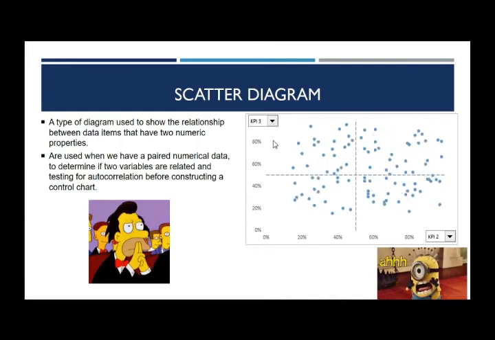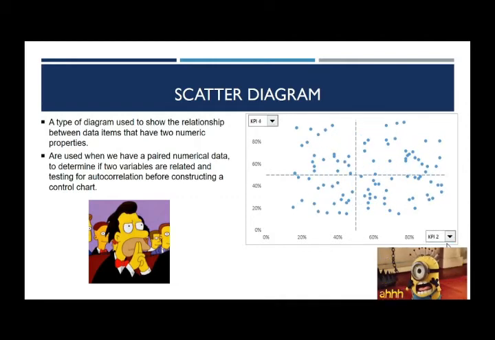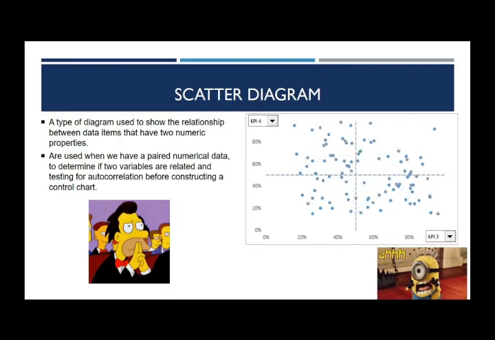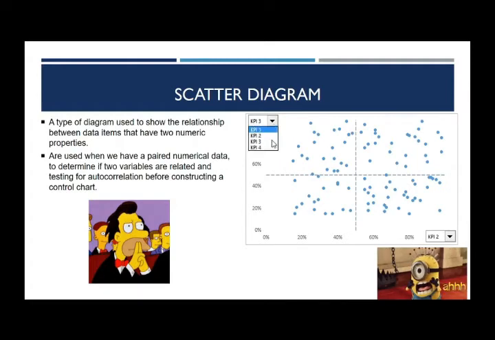Scatter diagrams are used when we have paired numerical data, to determine if two variables are related, and for testing for autocorrelation before constructing a control chart.